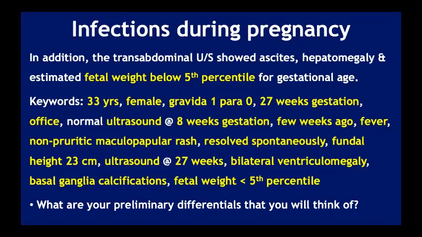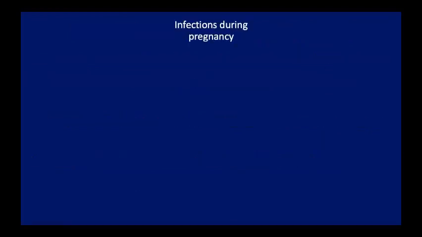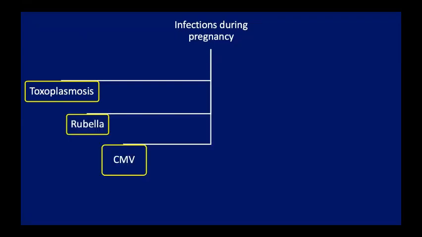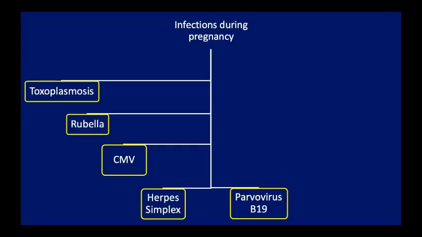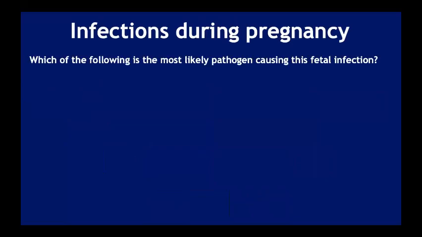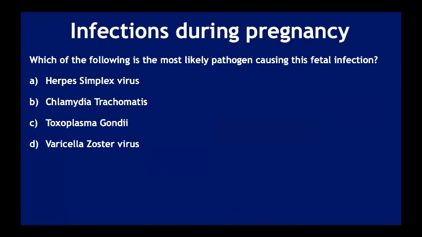So the differentials that you may think of, this is an infection during pregnancy for sure. So infections may include toxoplasmosis, rubella, CMV, herpes simplex, parvovirus B19, varicella zoster, chlamydia trachomatis. These are the common infections that can occur during pregnancy. The question is, which of the following is the most likely pathogen causing this fetal infection? Is it herpes simplex, chlamydia, toxoplasma, varicella zoster, parvovirus B19? And the correct answer is toxoplasma.